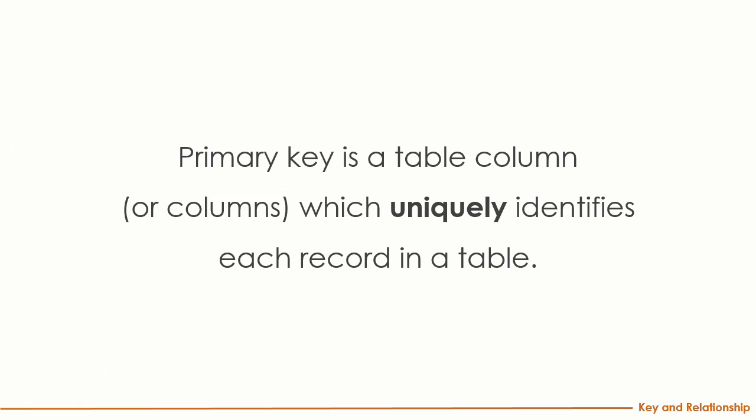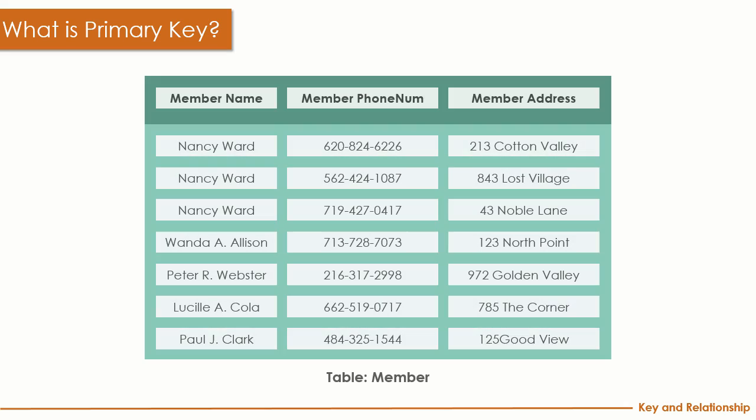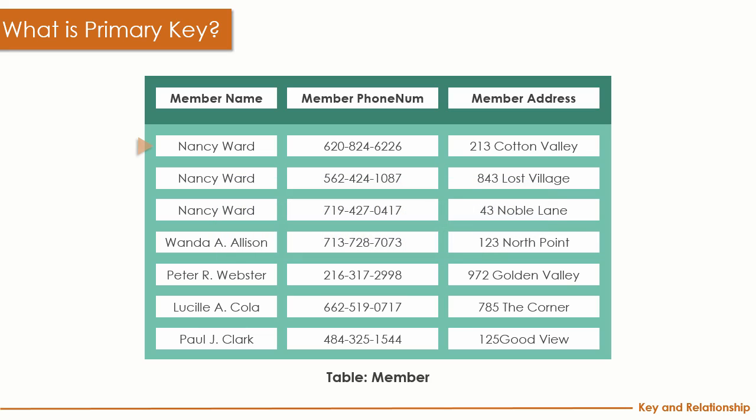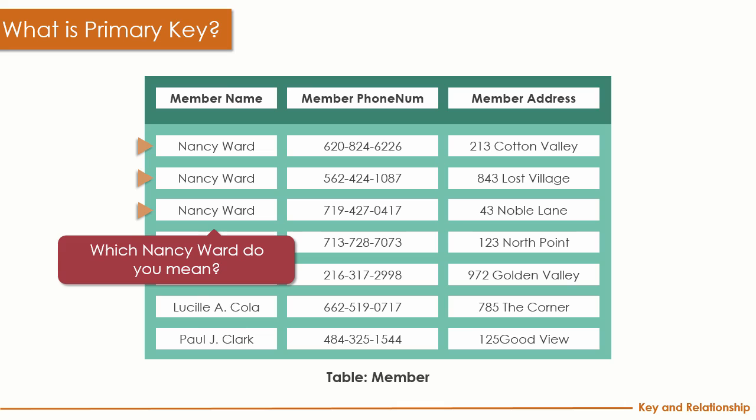Primary key is a table column. It is a column or a set of columns, which uniquely identify the record you want. Let's take an example. So we have a member table here. We have so many records. If I ask a question, can you give me a phone number of Nancy Ward? So the problem is we have three Nancy here.